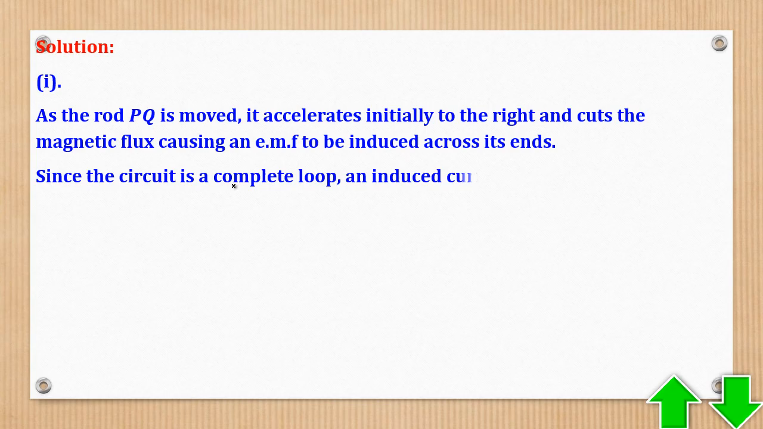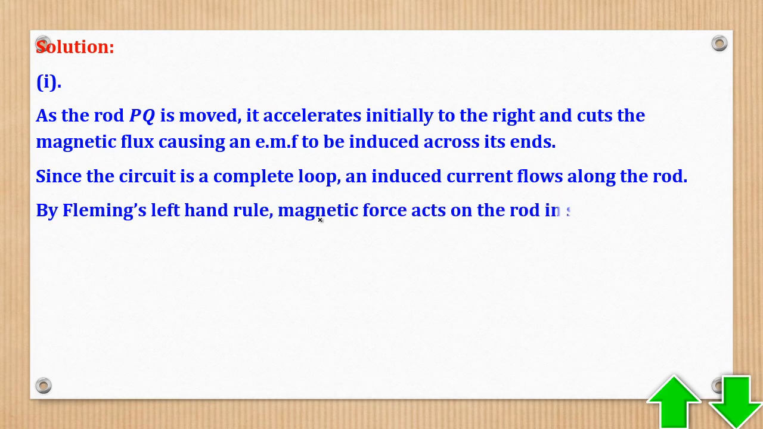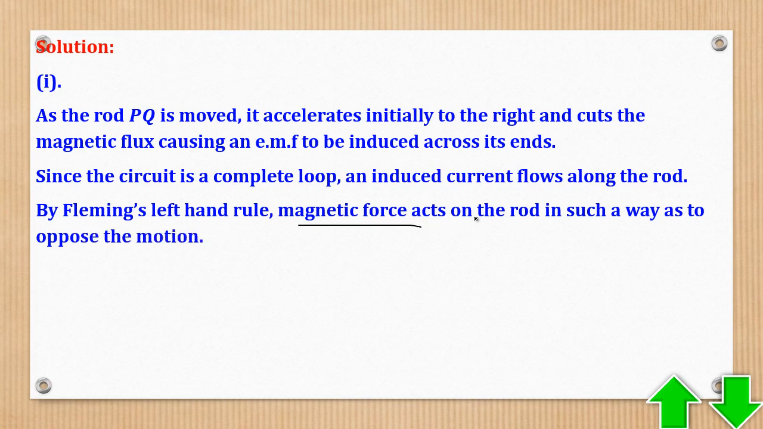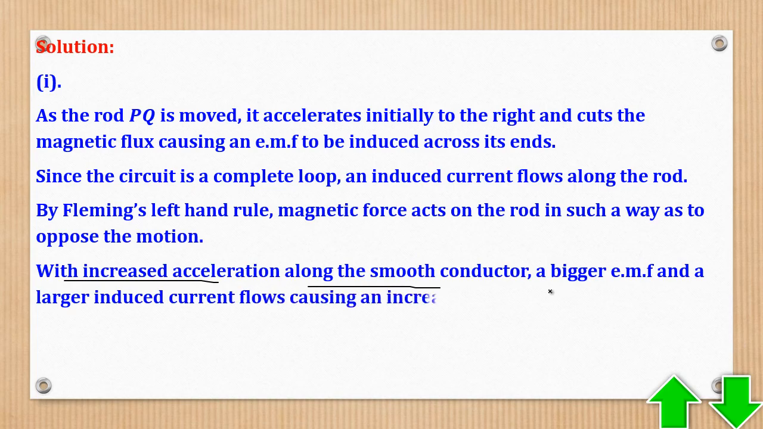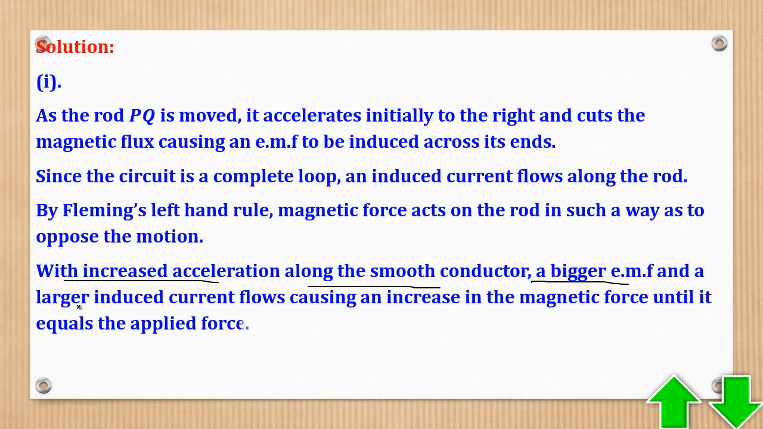So since the circuit is a complete loop, an induced current flows along the rod. By Fleming's left-hand rule, magnetic force acts on the rod in such a way as to oppose the motion. With increased acceleration along the smooth conductor, a bigger EMF and a larger induced current flows, causing an increase in the magnetic force until it equals the applied force.